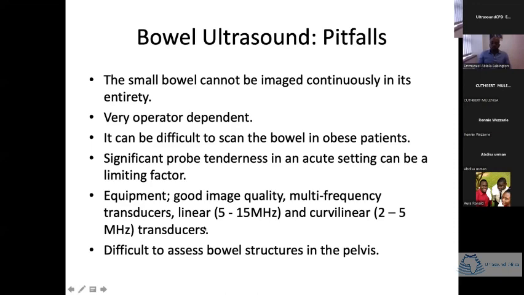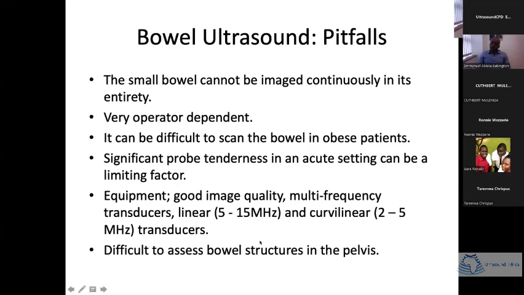You need very good equipment. You need very good image quality. An equipment that gives you good image quality. You need a multi-frequency transducer. You need to have a curvilinear and a linear transducer to be able to carry out a dynamic and complete bowel ultrasound, transabdominal bowel ultrasound examination.